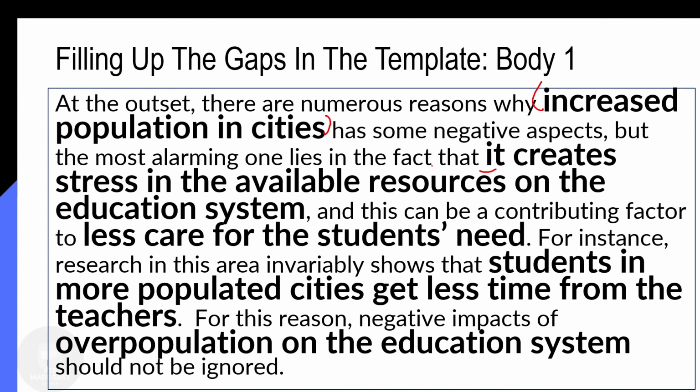It creates a stress in the available resources on the education system, and this can be a contributing factor to less care for the students' need. Of course, if you have less staff, more students, students will have less care. For instance, research in this area invariably shows that students in more populated cities get less time from the teachers. So I'm just saying, in more populated cities or overpopulated cities, teachers give less time to their students. For this reason, negative impacts of overpopulation on the education system should not be overlooked.